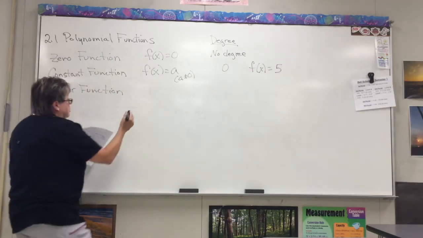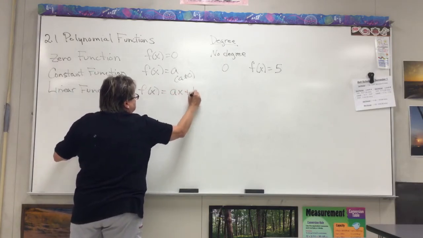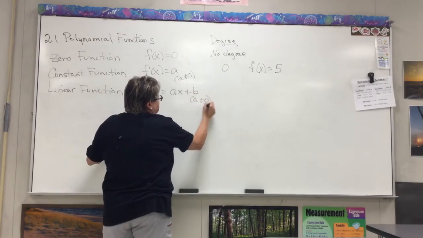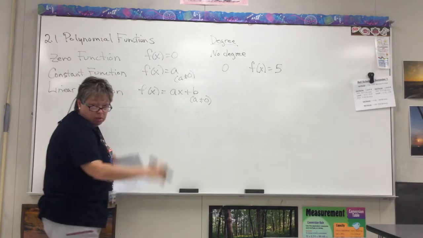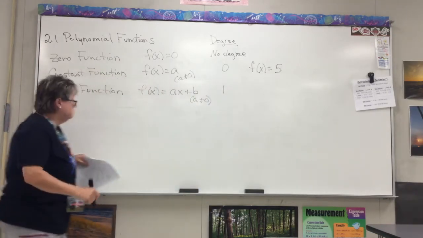Okay, linear function, your old friend the line. f of x equals ax plus b, and again the restriction is that a can't be 0, because if it was, then we would have the constant function and so on and so forth. But this one, the degree, is always 1.